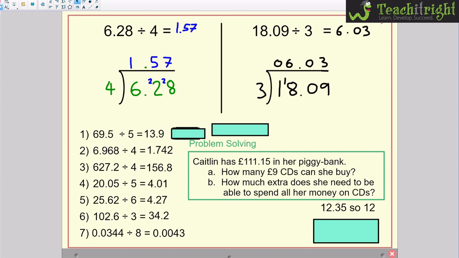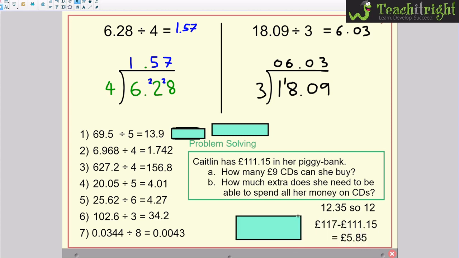And then finally, how much extra does she need to spend all the money on CDs? Well, for this, I needed to work out what 13 CDs would be worth, which is £117, and then the difference between 117 and the amount of money she had will give us what Caitlin needs to get to her answer. So that was my working out. 117 came from me saying, well, okay, to the nearest whole number, what would she need for 13 CDs?